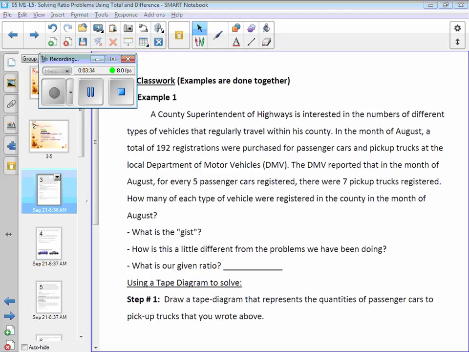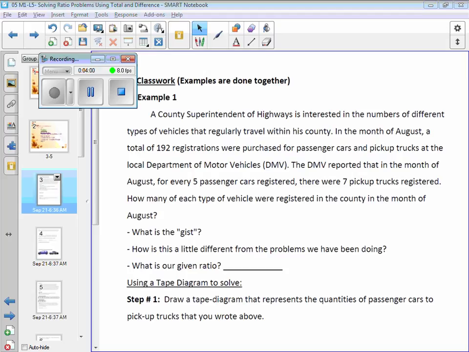In the month of August, a total of 192 registrations were purchased for passenger cars and pickup trucks at the local DMV. DMV for short. The DMV reported that in the month of August, for every 5 passenger cars registered, there were 7 pickup trucks registered. How many of each type of vehicle were registered in the county in the month of August?